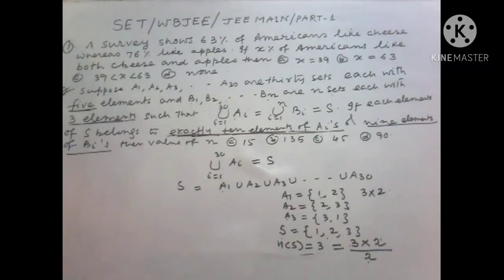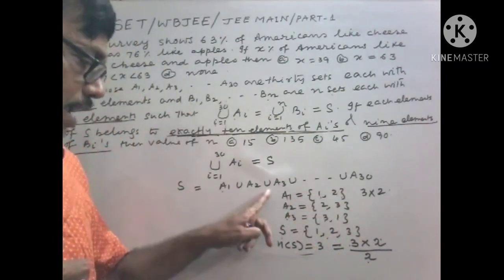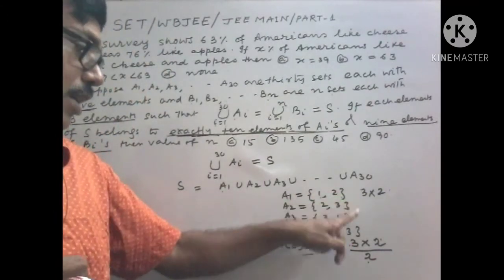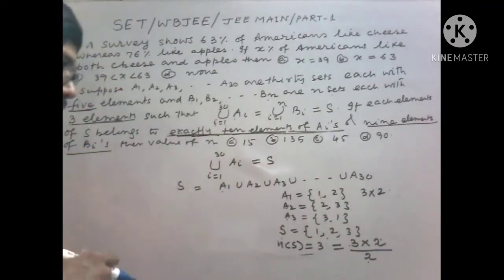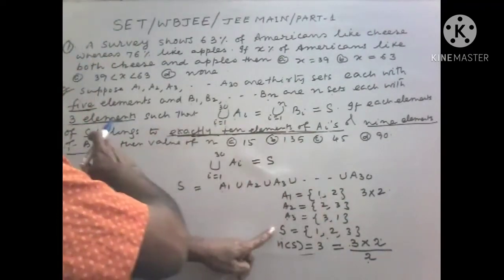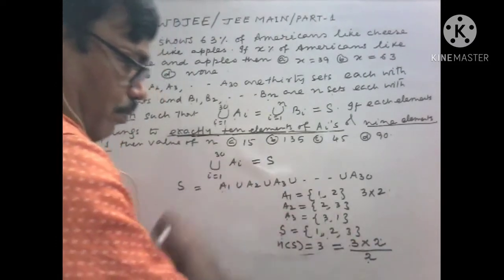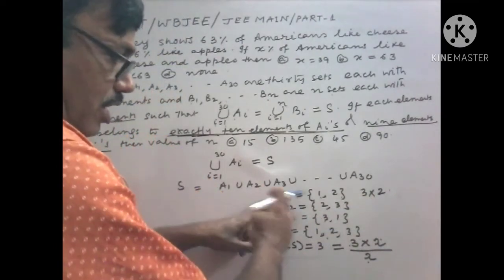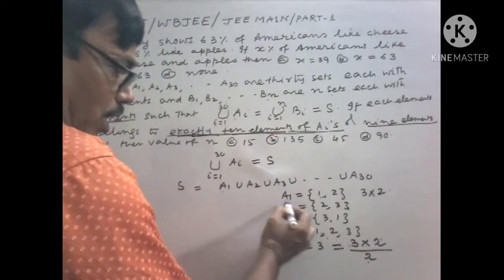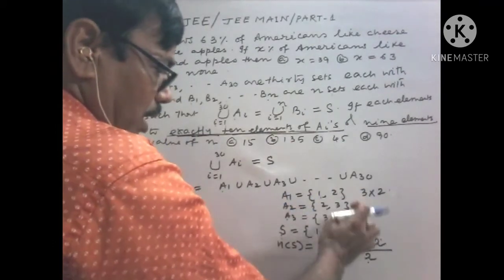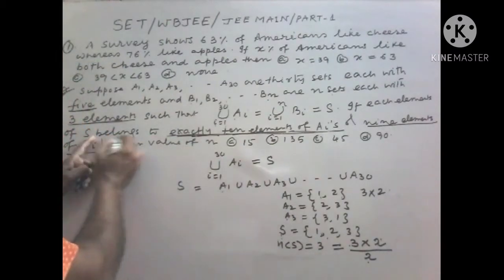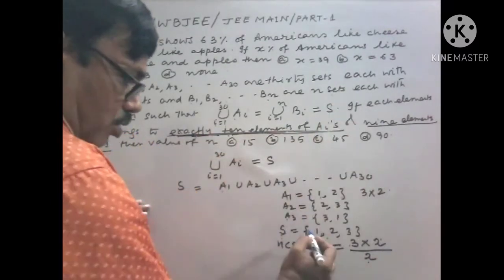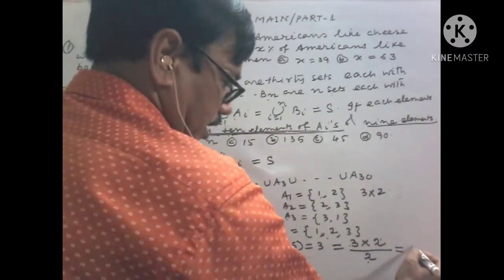So look, A1, A2, A3, and S equals {1, 2, 3}. This step is important. A1 has 2 elements, A2 has 2 elements, A3 has 2 elements, and each element of S belongs to exactly 2 of these sets. So how is n(S) obtained? Number of sets into number of elements, so 3 sets and 2 elements each, divided by the number of sets each element is common to, exactly 2. So you are getting 3.